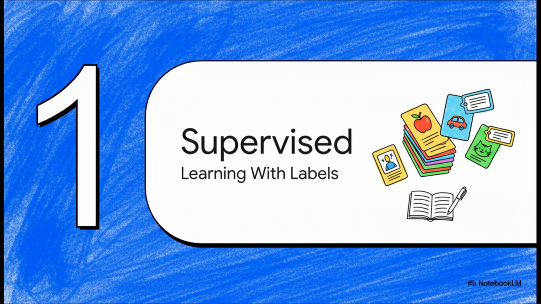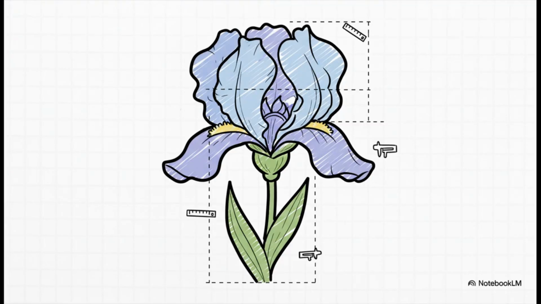Okay, so first up is what we call supervised learning. And the name kind of gives it away, right? Supervised. Think of it like a teacher directly supervising a student. And to really get our heads around this, we're going to use a classic example you see a lot, teaching a machine how to identify different kinds of flowers. So where do we even begin?